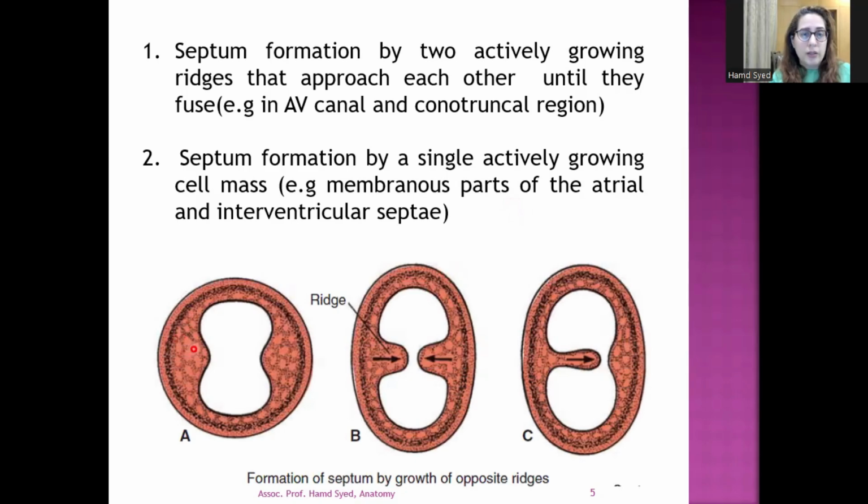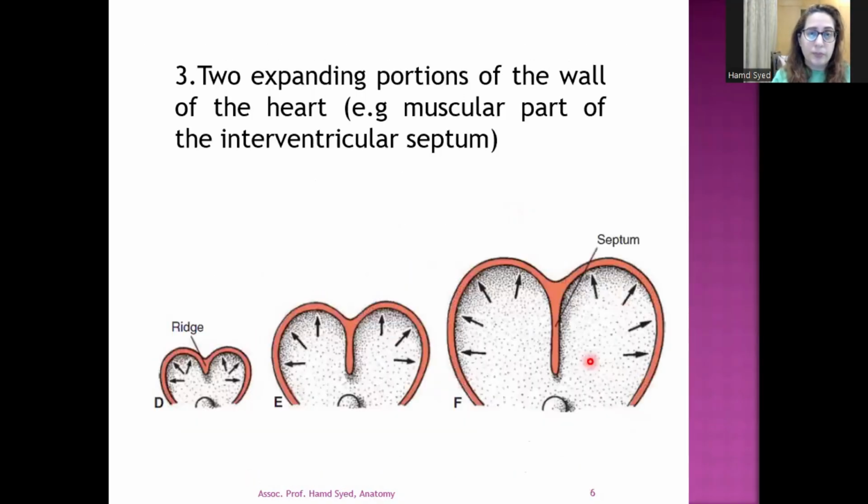So here you can see that this is a common passageway, and if we want to form a wall between this passageway, then either of these two processes can take place. We can have two actively growing masses approaching towards each other. They are known as the ridges, or you can have simply one ridge or one actively growing mass which is approaching the other side of the common chamber. And then there's another method in which there is no actively growing mass, but it is actually the wall itself which is expanding, and that causes the appearance of the septum. And this is the method of septum formation that takes place in the ventricle.